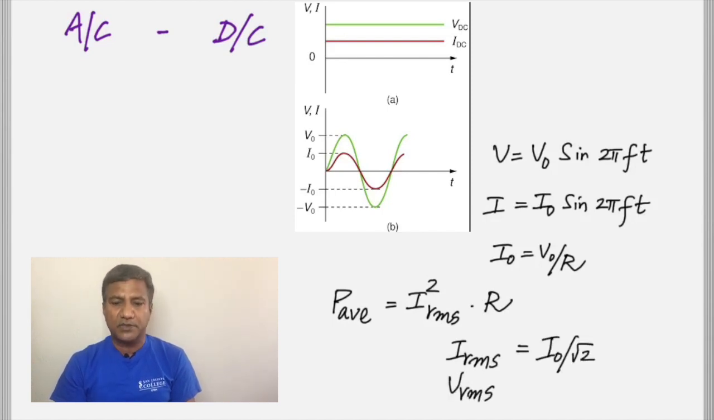Similarly, V RMS is V naught by root 2. When we work out problems, this will become even more clear. Let me just give you an example right away.